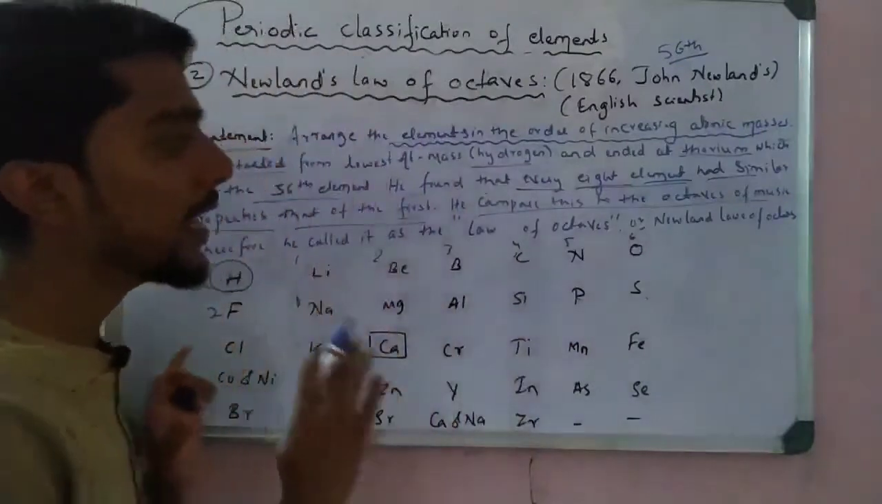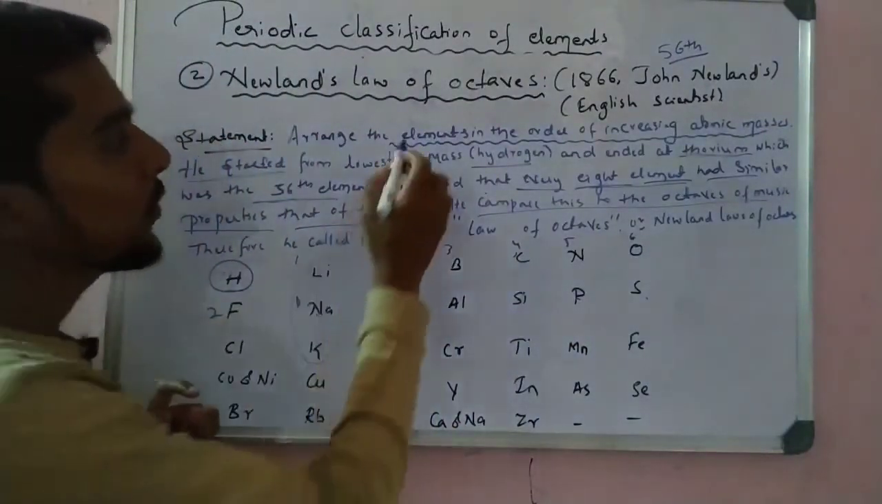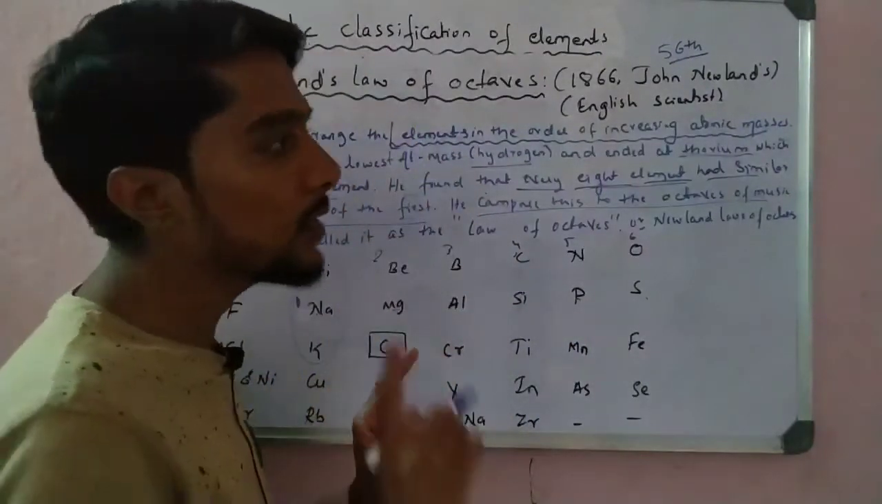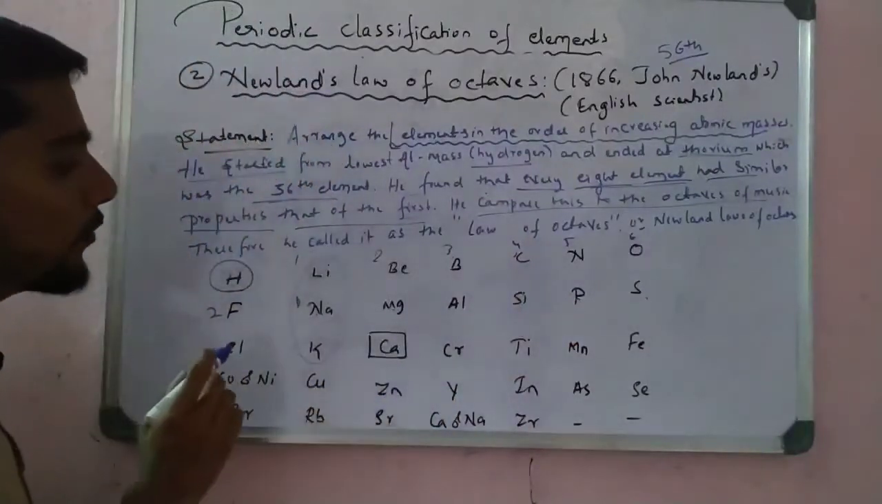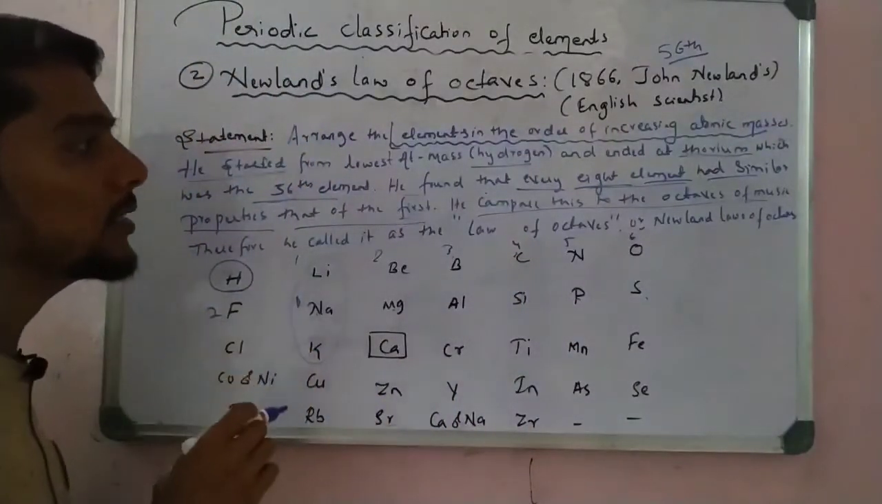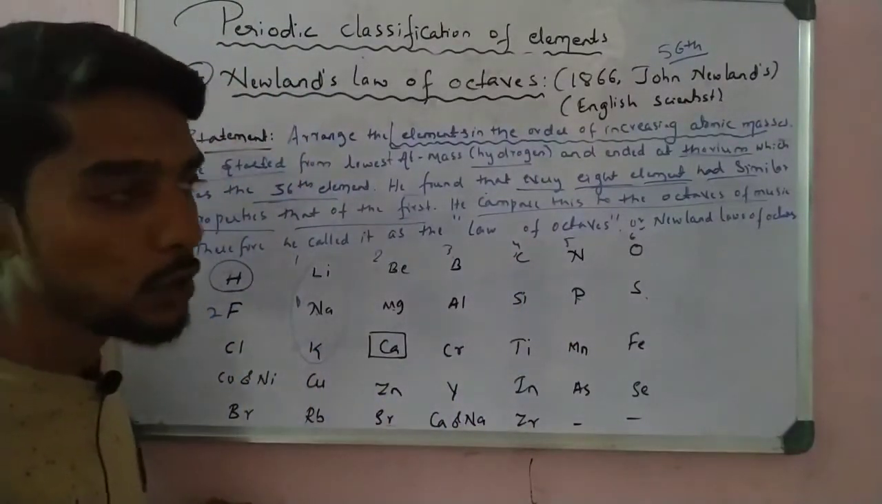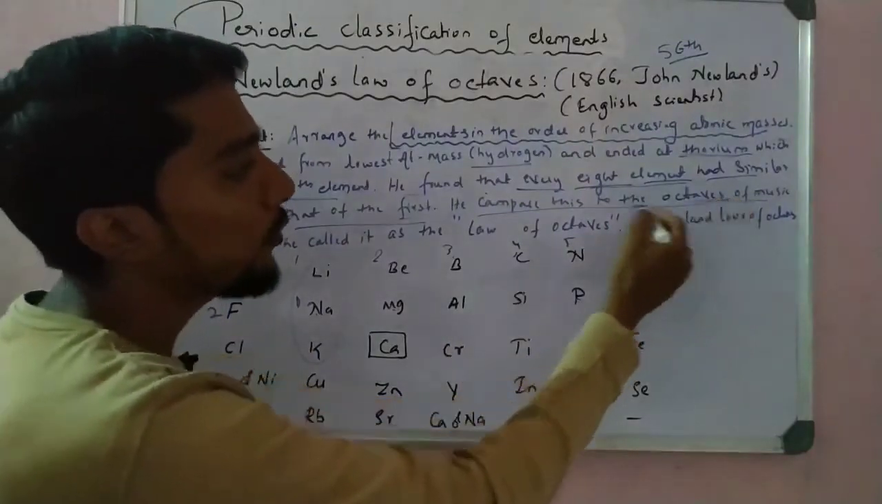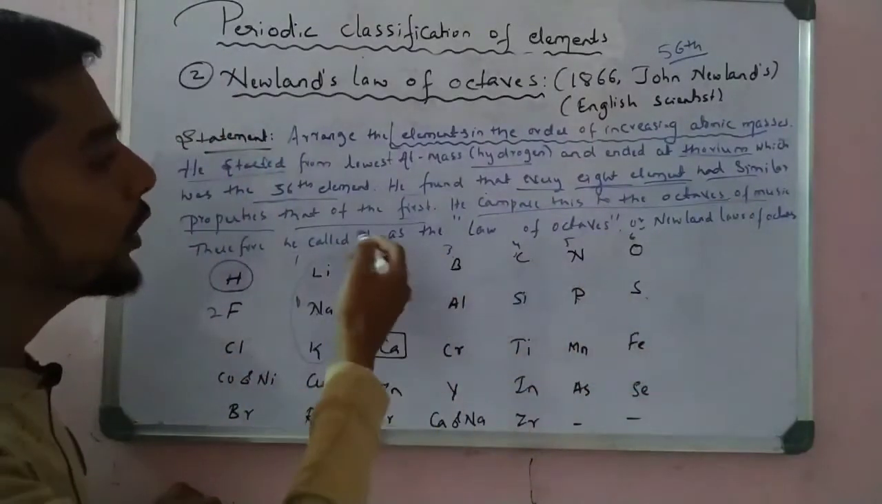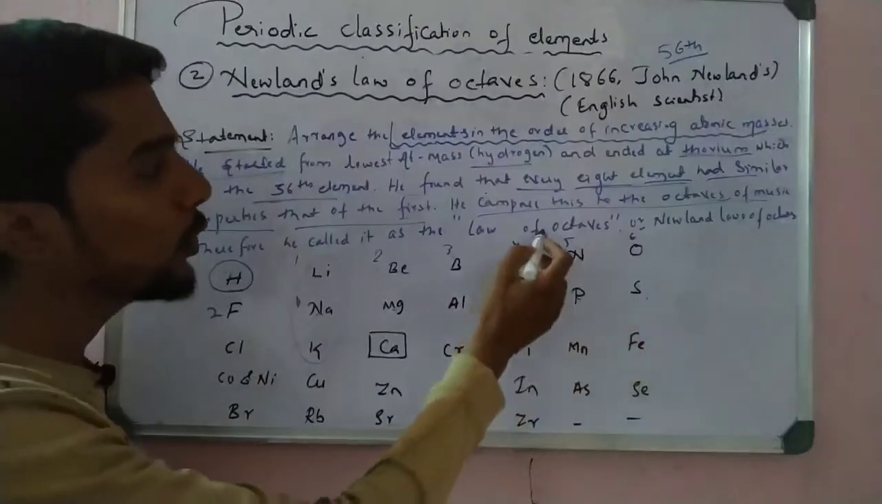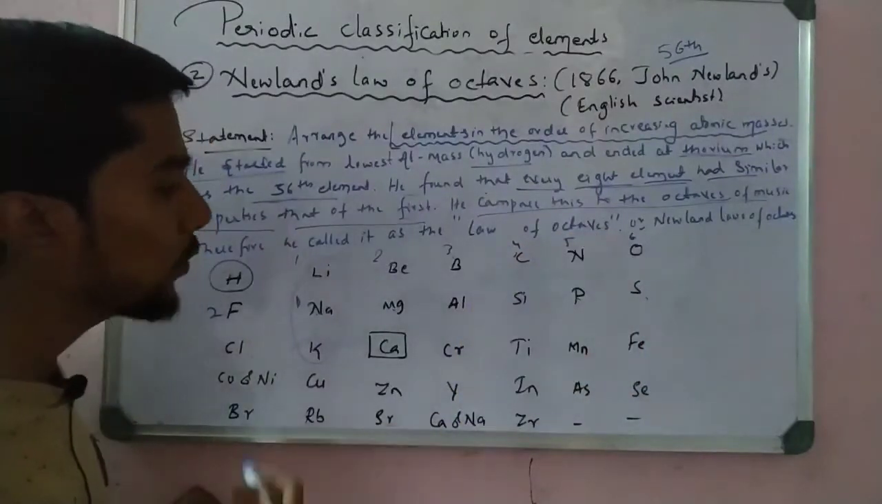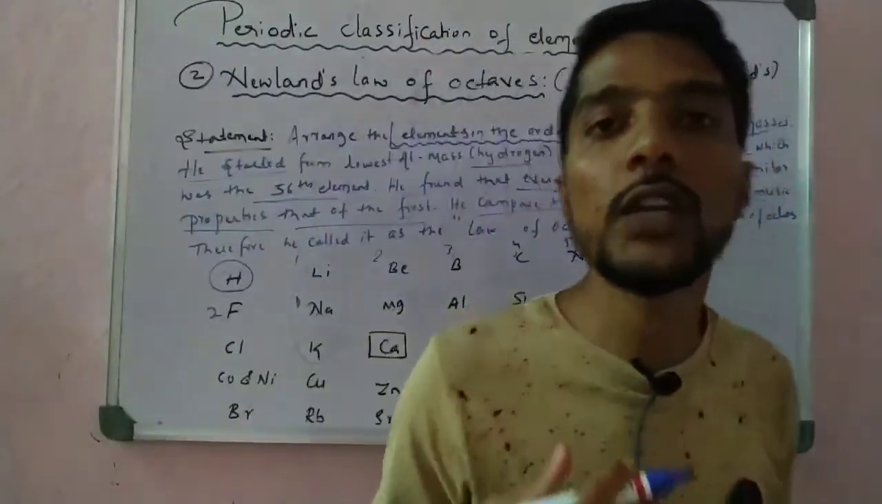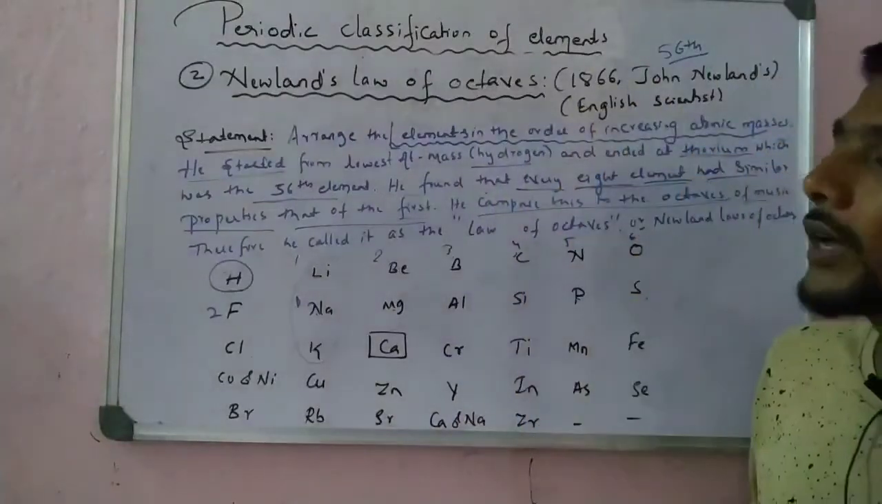So he can arrange a table like that. First he takes the arrangement in increasing order of atomic masses. After that he puts every first element and the eighth element together, as they are similar in their properties. That is called the octaves of music, and that is nothing but Newlands' octave, Newlands' law of octaves. That is the classification of Newlands' law of octaves.